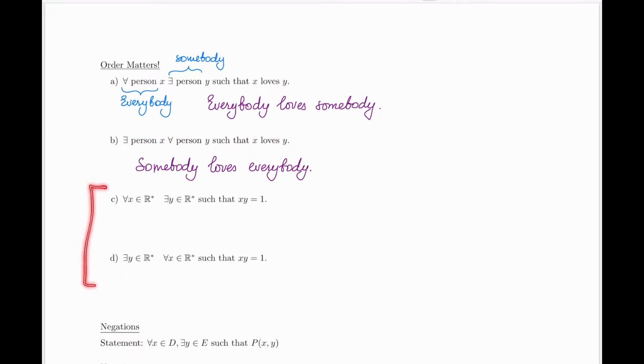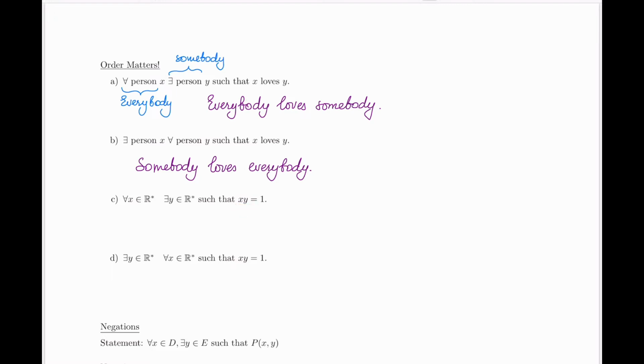Let's take a look at the mathematical statements involving multiple quantifiers. Notice that throughout these two examples, I have the notation R star. R star represents all the real numbers except for 0. 0 is different when it comes to multiplication. This is why this notation is quite standard, because we often want to talk about everything but 0, so we avoid, for example, divisibility by 0.